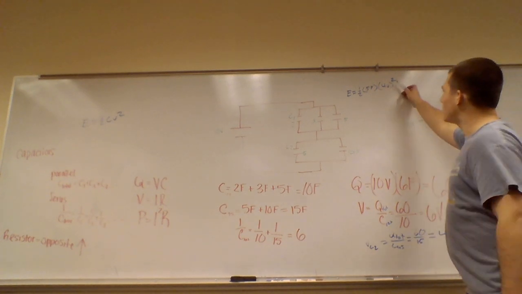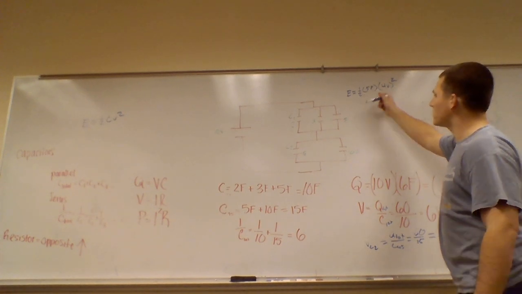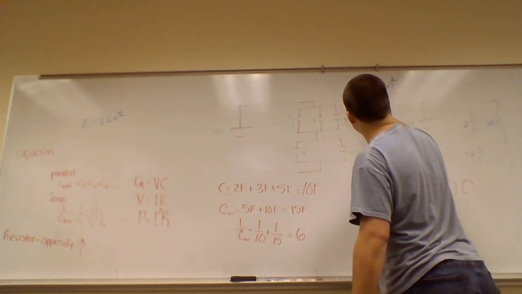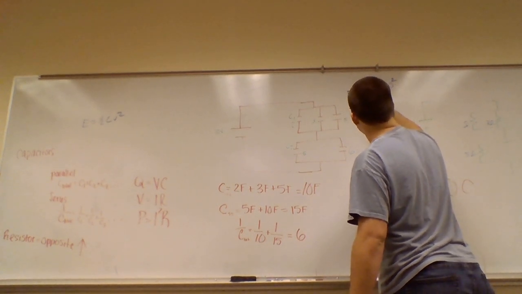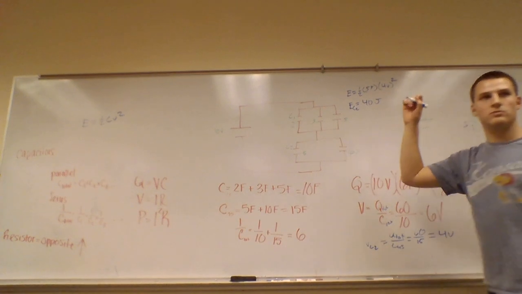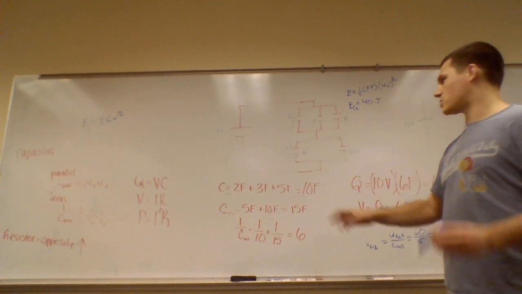So 16 divided by 2 is 8, times 5 is 40. So the energy stored in C2 is 40 joules. Do we neglect the 10 farads on the other side? No, because it's only in this one.